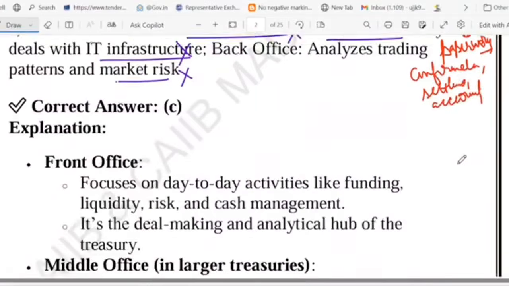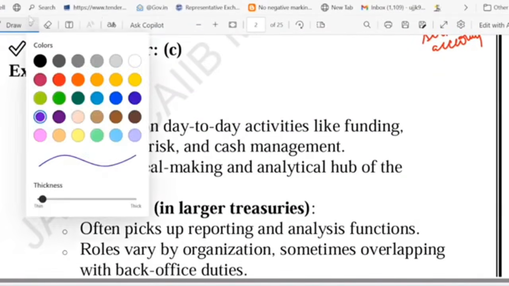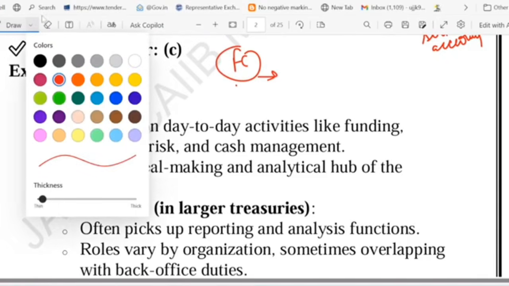So let me give you one real life example of it. For example, let's say a bank wants to buy foreign currency for a client. So try to understand. Suppose a bank wants to buy foreign currency for a client.